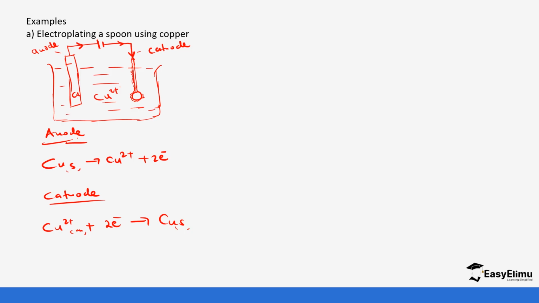So after some time, we need to keep on introducing more copper electrode when it is depleted, because at the anode it is being depleted and then the spoon is being covered. So as you can see, that is what happens when you're electroplating the spoon using copper. So let's do a few more questions.